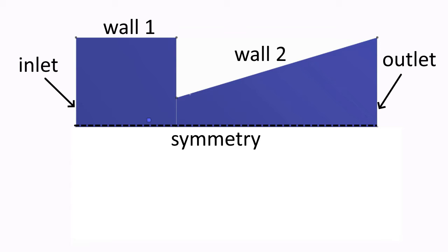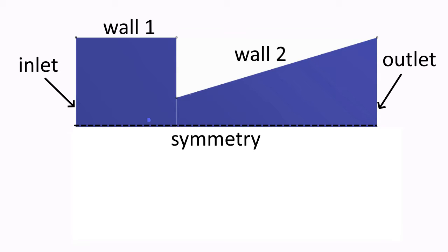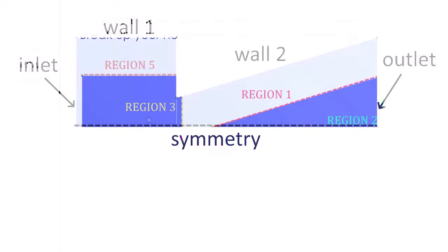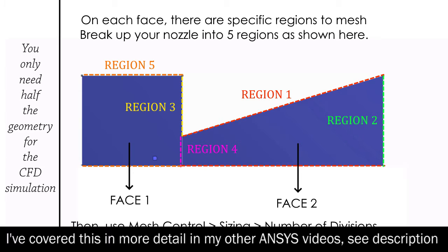So for the mesh, you will have to come up with something like this for your name selections: the inlet, the outlet, and the walls. So this part is the most important. You will have to break up your nozzle into 5 parts as shown here, and then you will apply a sizing, specifically number of divisions to each spot, right? Because the idea is to create a structured mesh. So you have to do this by using the mesh control feature.